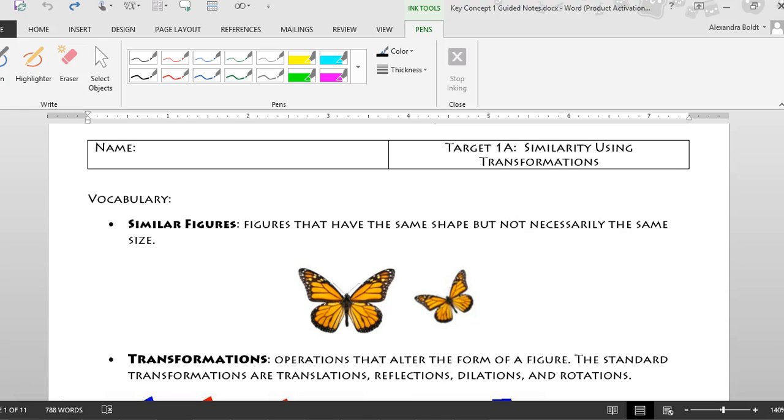So this one was really just to get us started off, make sure we all can see the videos and we know what we're doing. So follow along, figure out some of this vocabulary. So the first thing we have is similar figures. Similar figures are figures that have the same shape, but not necessarily the same size. And the biggest thing we know about similar figures is that they have the same angles. Right? So they don't have the same size, but they have the same angles.